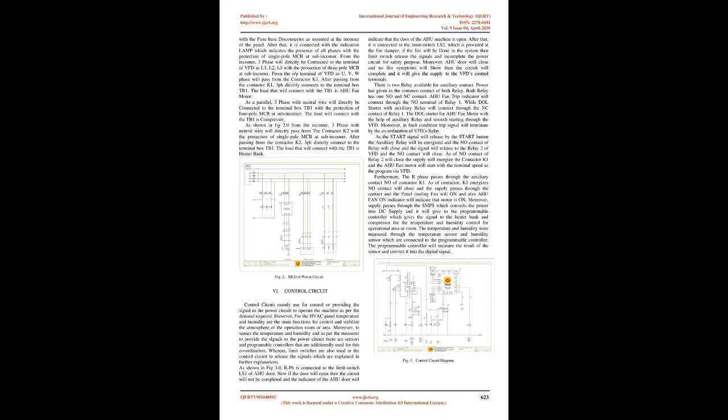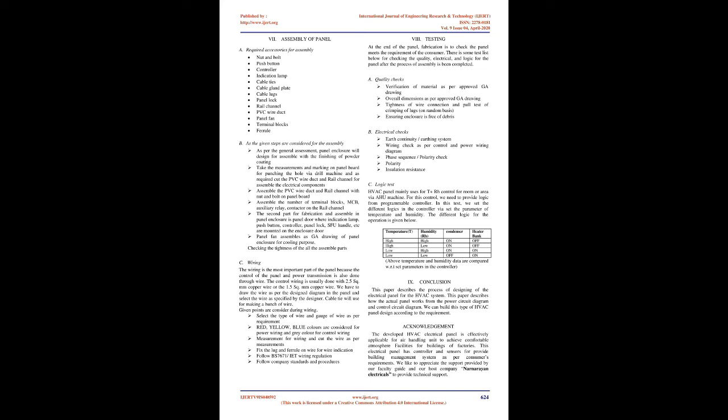As shown in Fig 3.0, RPH is connected to the limit switch LS1 of the AHU door. Now if the door opens, then the circuit will not be completed and the indicator of the AHU door will indicate that the door of the AHU machine is open. After that, it is connected to the limit switch LS2, which is provided at the fire damper. If there is a fire in the system, then the limit switch releases the signal and the power circuit is incomplete for safety purposes. Moreover, if the AHU door is closed and no fire symptoms show, then the circuit will complete and give the supply to the VFD's control terminals.